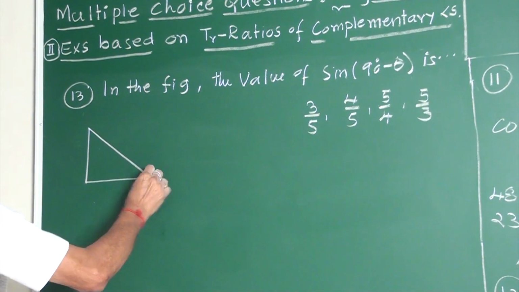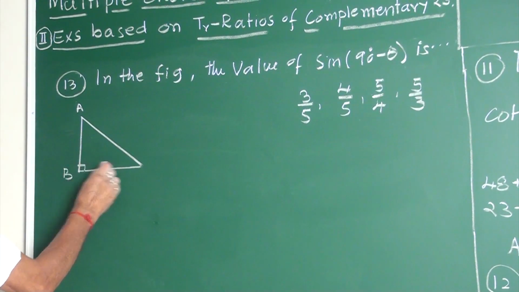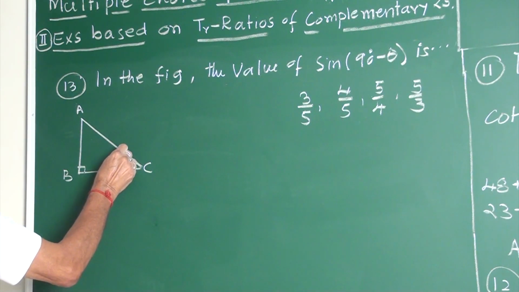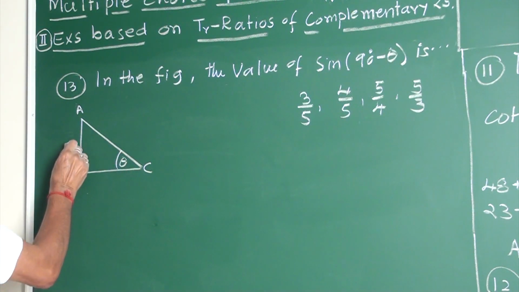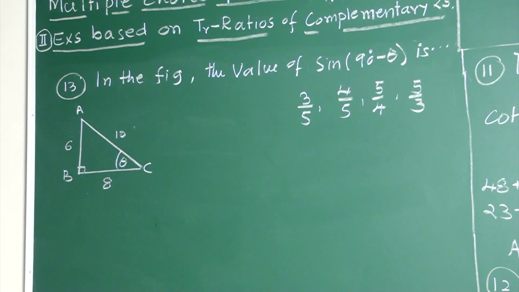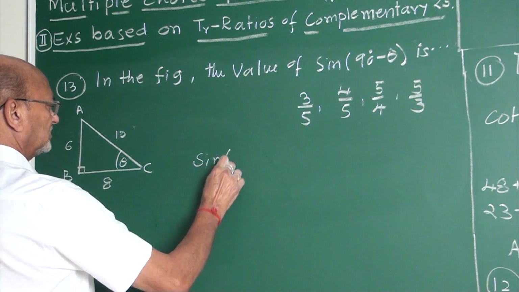Triangle ABC, right angled at B. This is theta. This is given 8 centimeter. This is 10. You wanted, what is sine 90 minus theta?